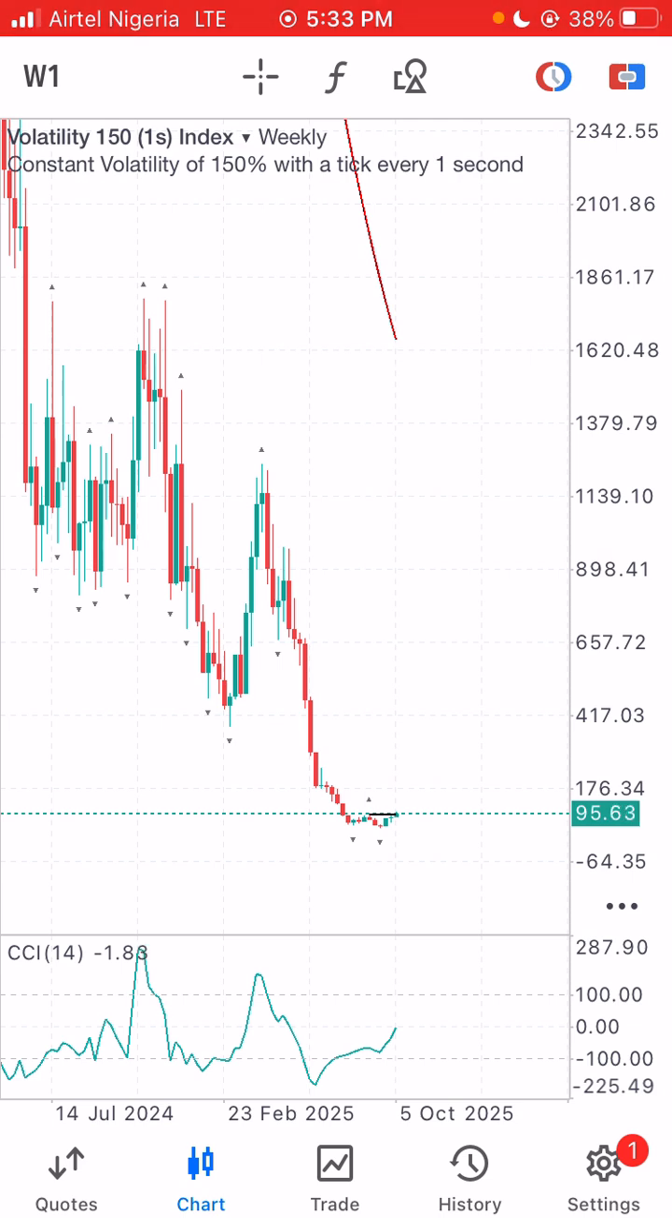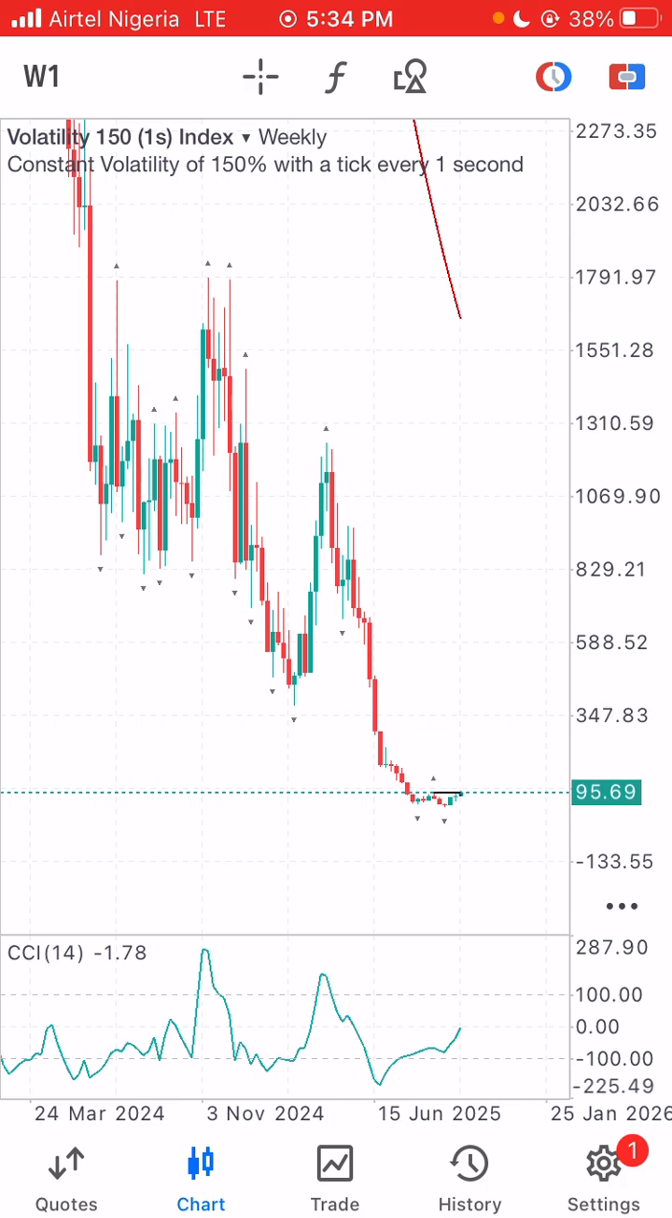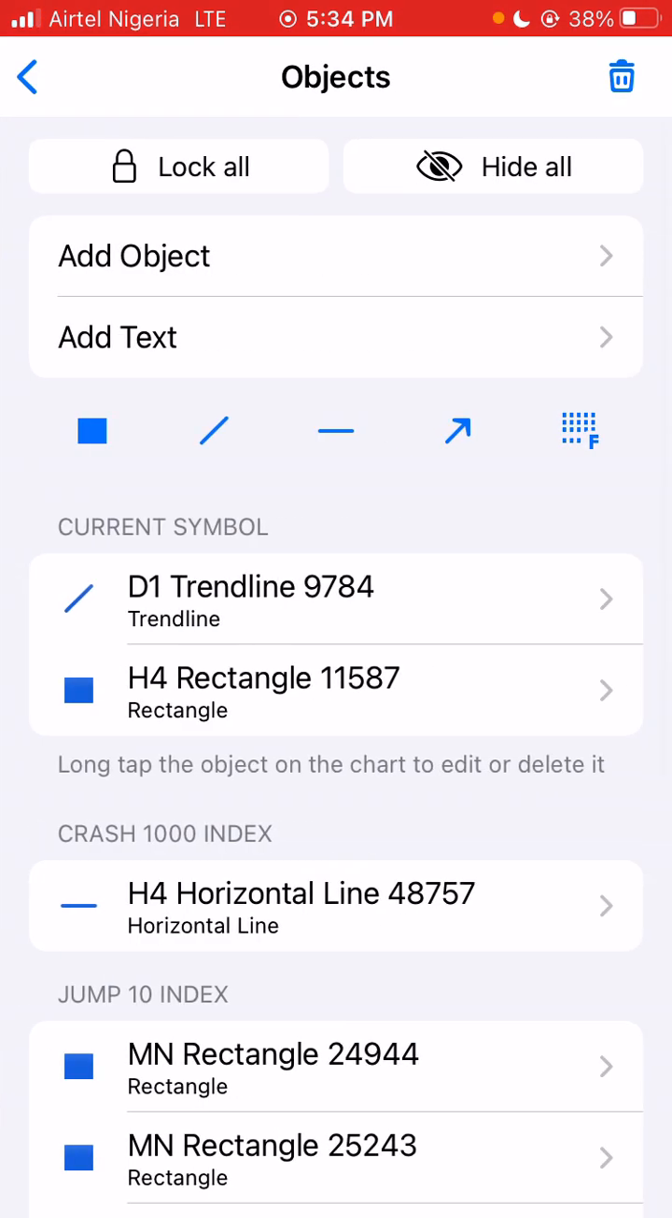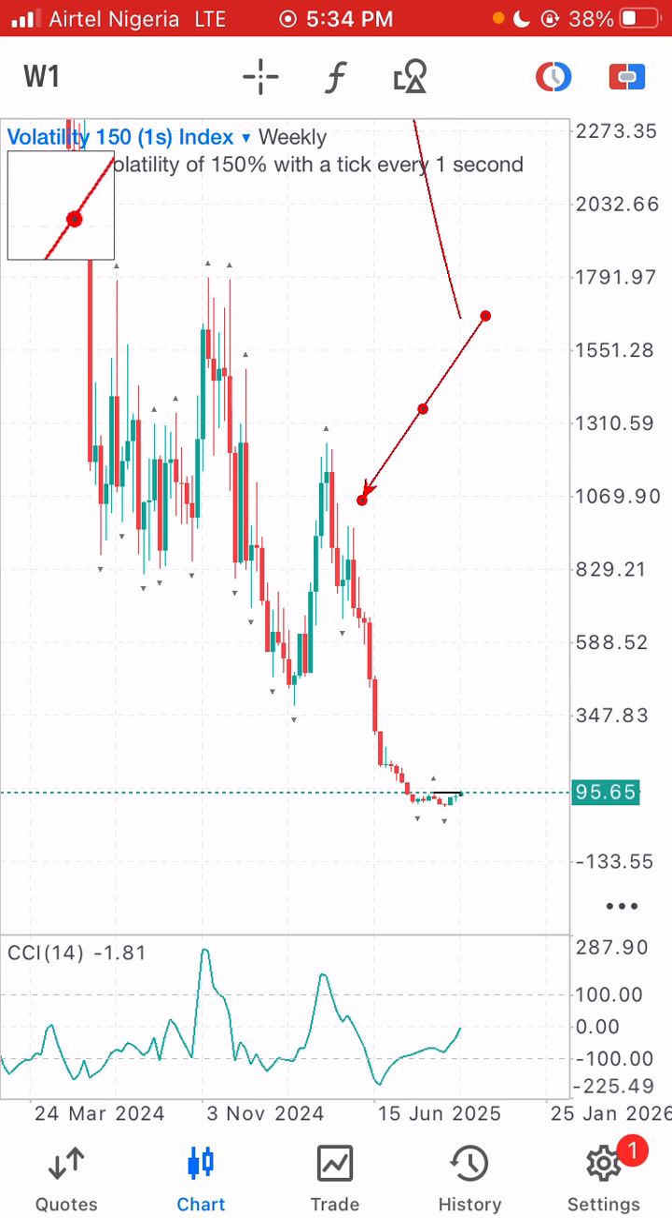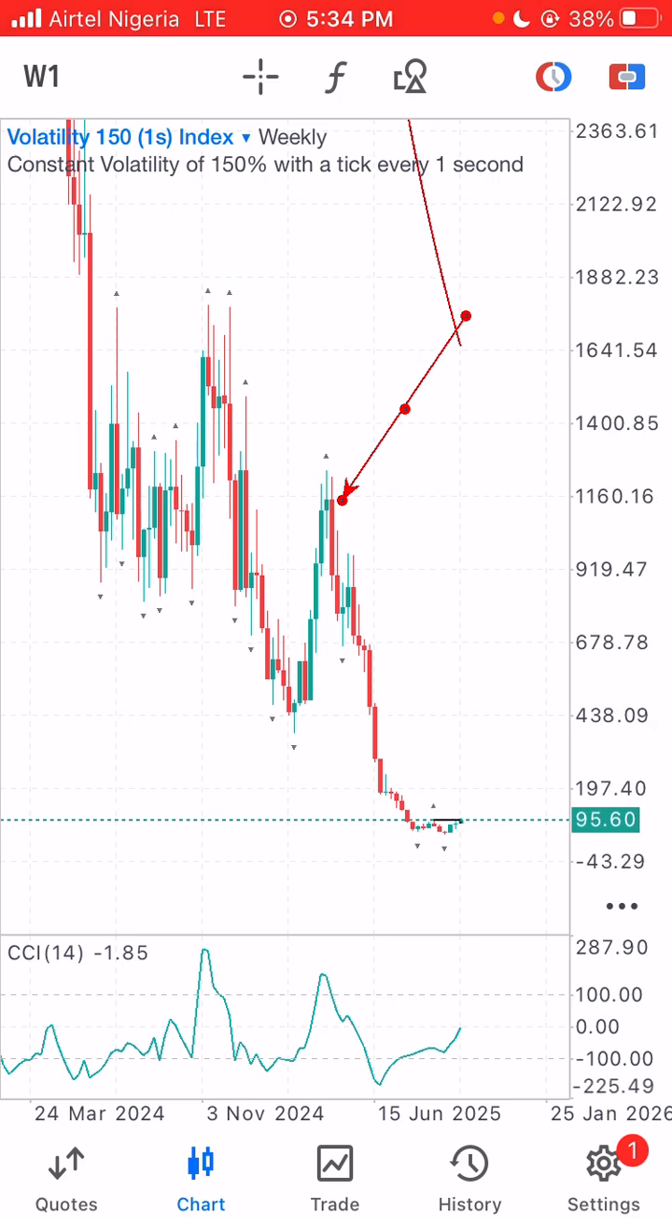What I will be taking you through today is how to read a forex chart. Looking at the weekly time frame on this chart, I'm sure you know what these are called. These are called candlesticks. This green bar is a candlestick. All these are called candlesticks. How you read them is what I'm going to be talking about today.